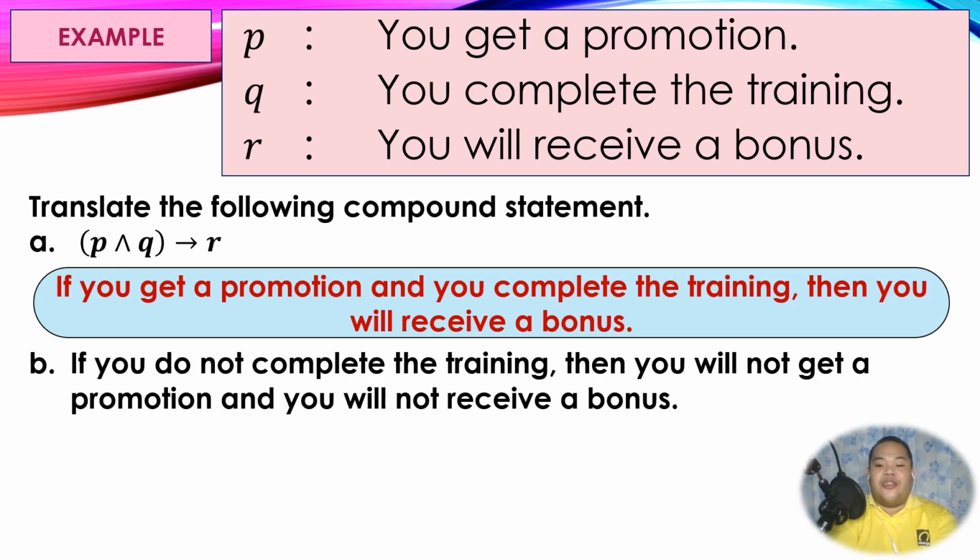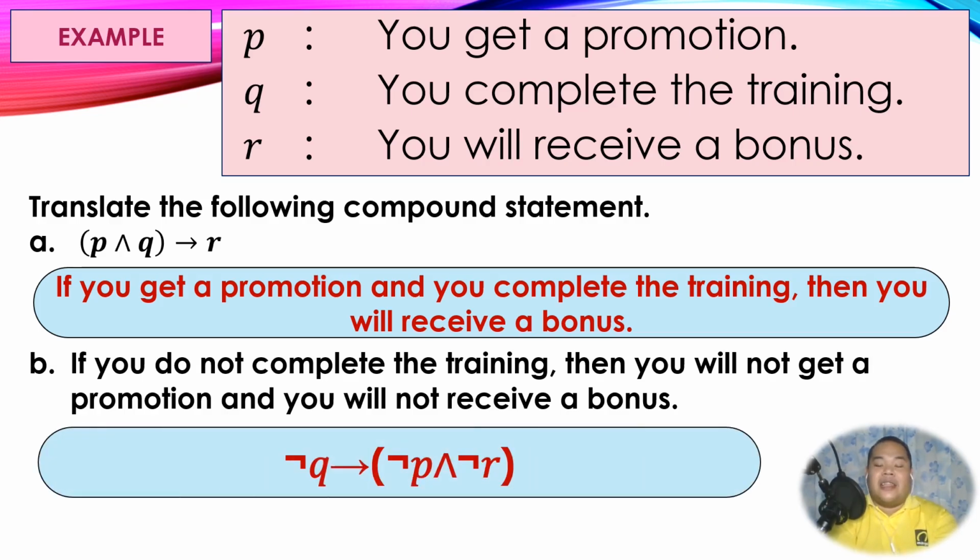The logical connector between not P and not R is and. The logical connector between not Q and the quantity not P and not R is an implication. Therefore, our final answer is not Q implies the quantity not P and not R.